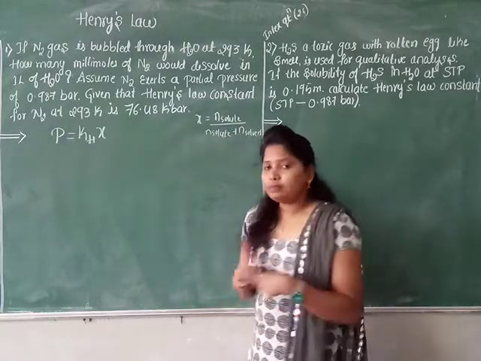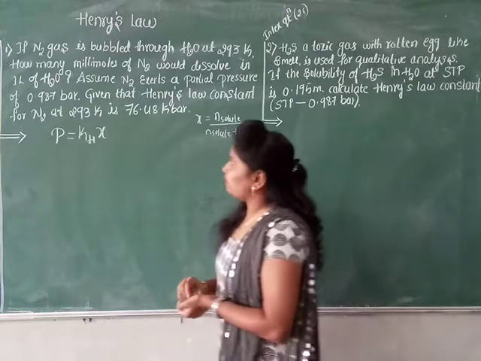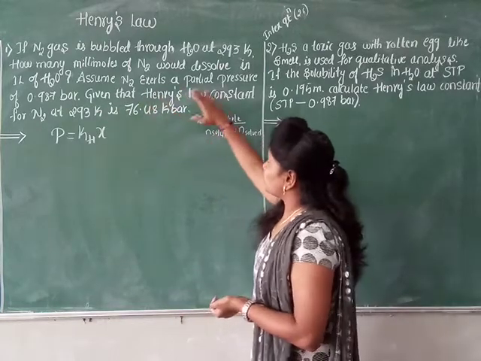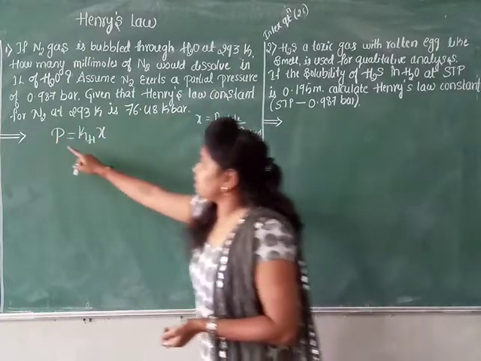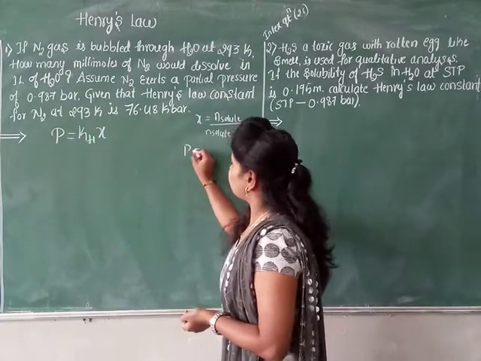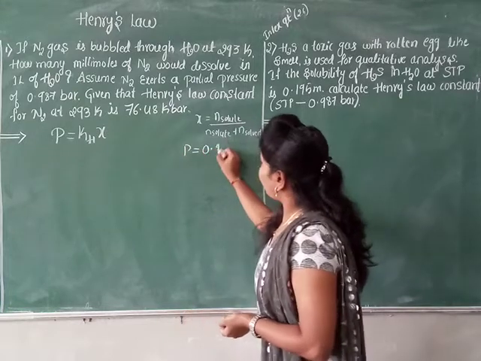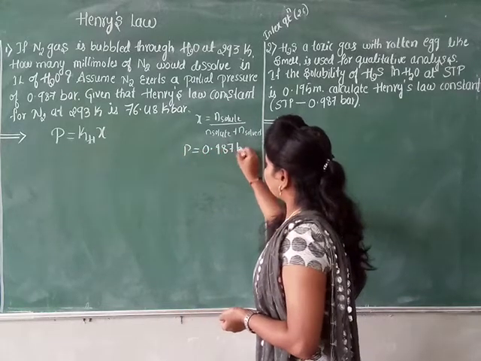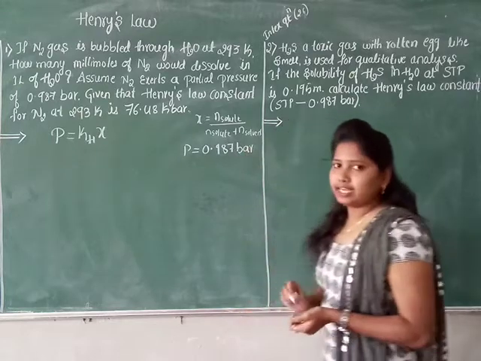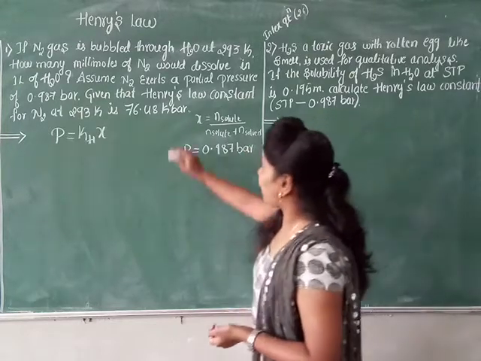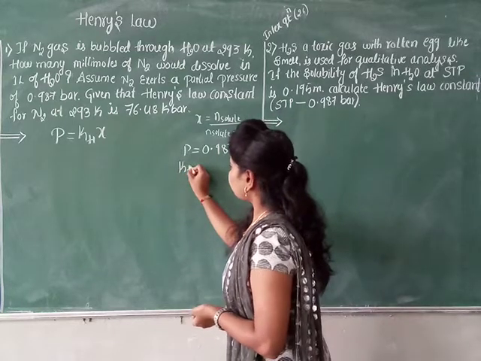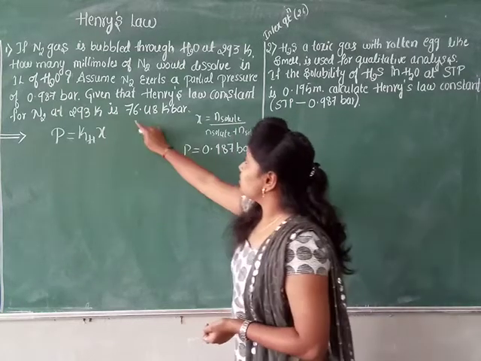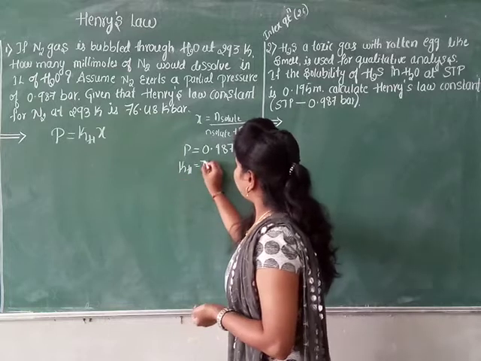Now, let me write the given data first. Assume nitrogen gas exerts a partial pressure, that is P. P is equal to 0.987 bar. Again, they have given the Henry's law constant, that is Kh. Kh is equal to 76.48 kilobar.